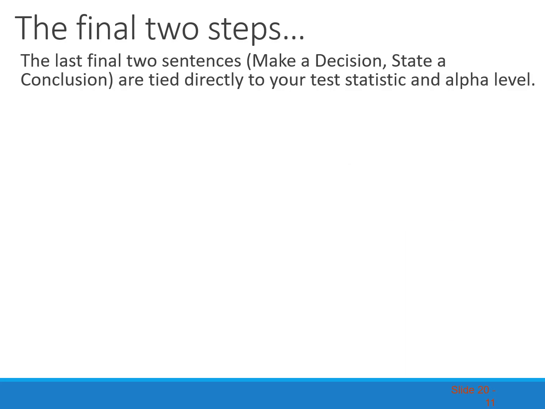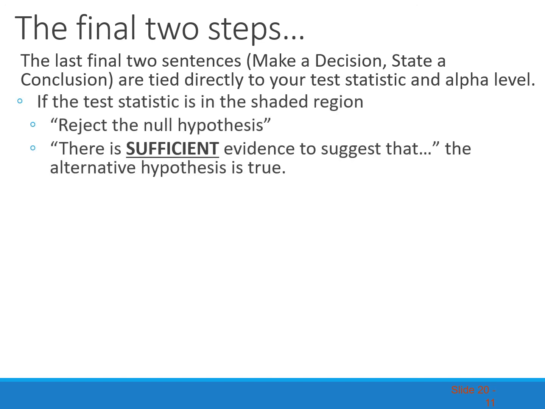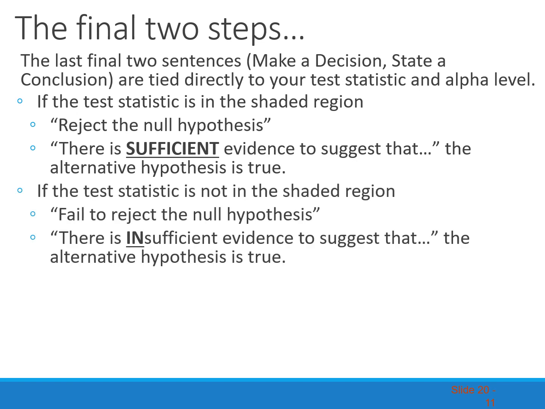When it comes to those last two steps, the final two sentences where we make a decision and state a conclusion, they're tied directly to our test statistic and the alpha level. So we look up that alpha level in the normal distribution table, we get the cutoff, and we shade from that cutoff out to the end tails of the distribution. If our test statistic is in that shaded region, first sentence, we reject the null hypothesis because it's in that shaded region. Second sentence, there's sufficient evidence to suggest that the alternative hypothesis is true. If the test statistic is not in that shaded region, we fail to reject the null hypothesis and find insufficient evidence to suggest that whatever the alternative hypothesis is true.